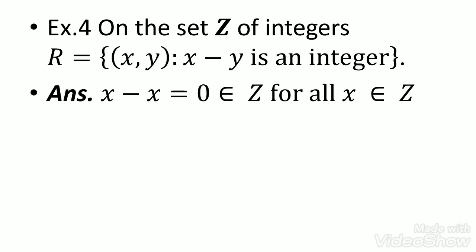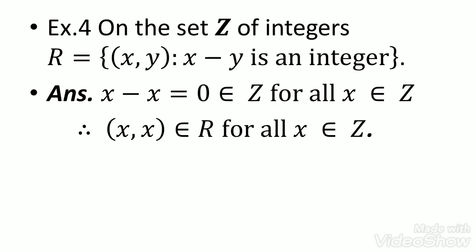Therefore, for all x we have x minus x equal to 0, which is an integer. Therefore x is related to x itself. And how do we write it? (x, x) belongs to R for all x belonging to Z, and that means it is a reflexive relation.